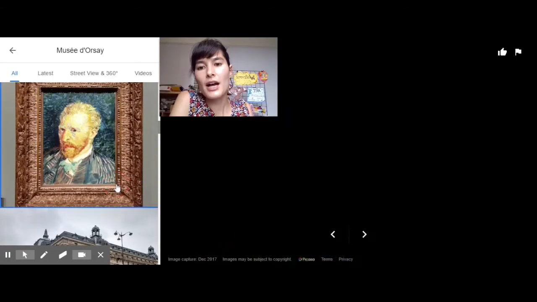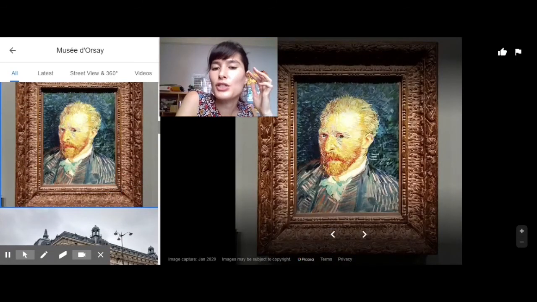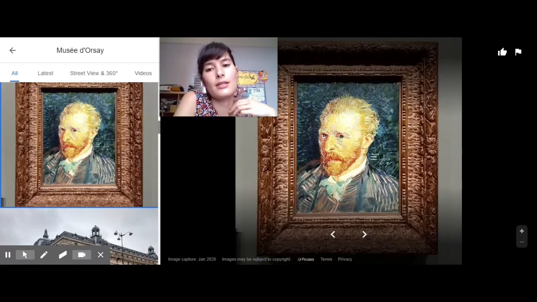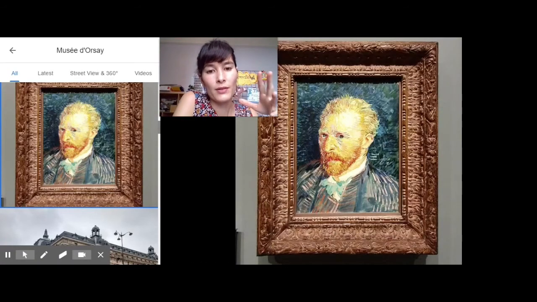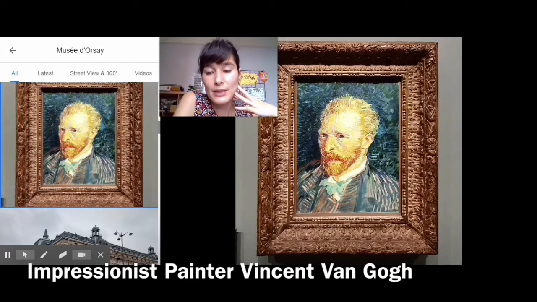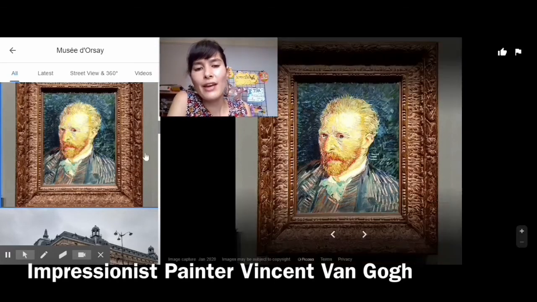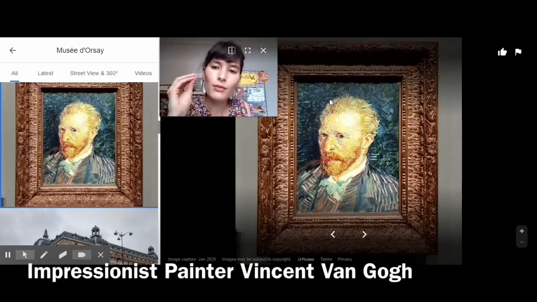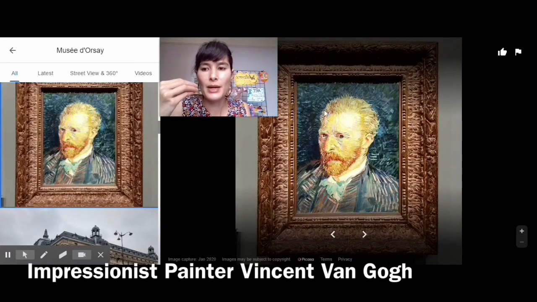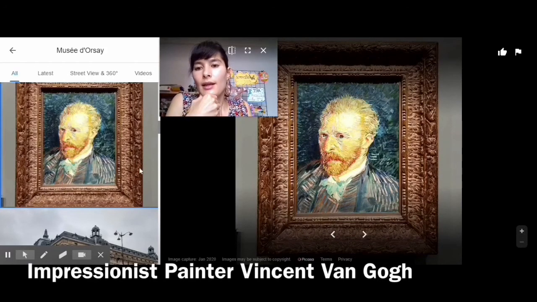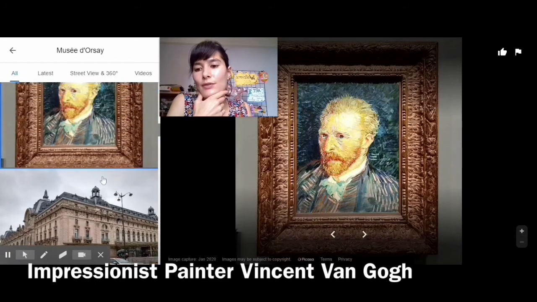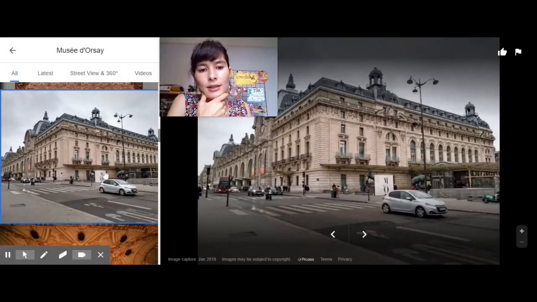There are a ton of impressionist pieces and artists in the Musée d'Orsay. One of them is a very famous artist named Vincent van Gogh. He's very famous for his brushstroke lines in his paintings and his use of color as a way to express his feelings. So let's give you a few more pictures of the outside.